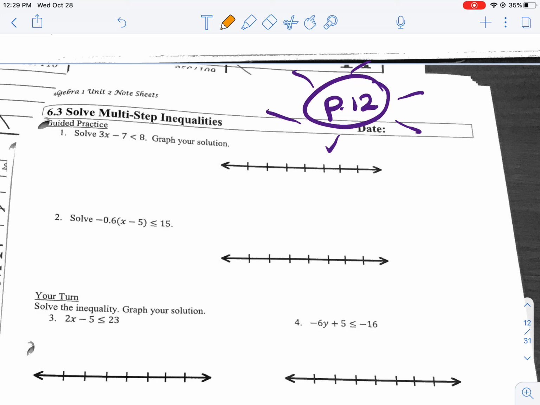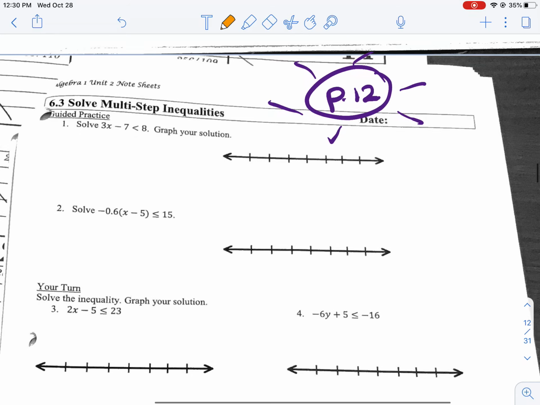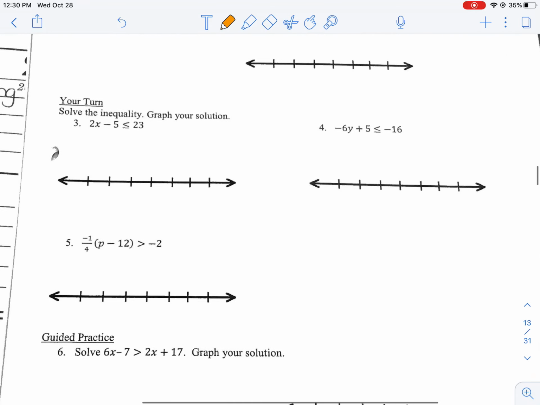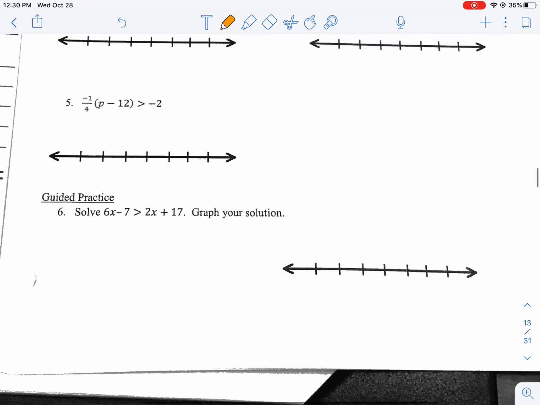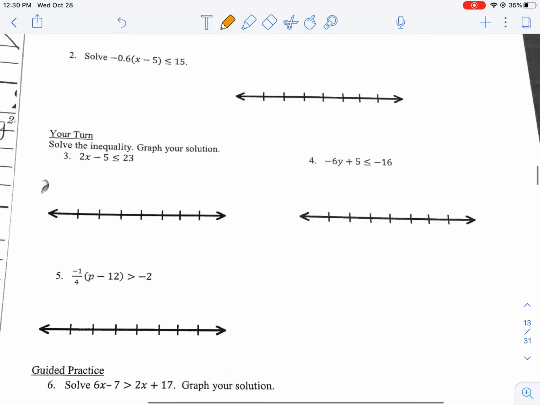We're in the Unit 2 packet on page 12. And we're going to review how to solve multi-step inequalities. We're going to practice graphing our solutions as well as writing them in interval notation. So I'm going to sort of bop around a little bit and try some of the harder ones for you guys just so we get a good review and it doesn't take too much time.